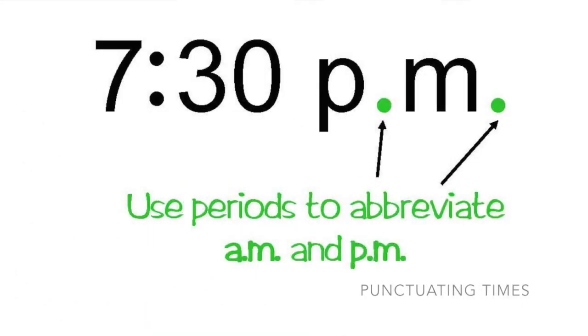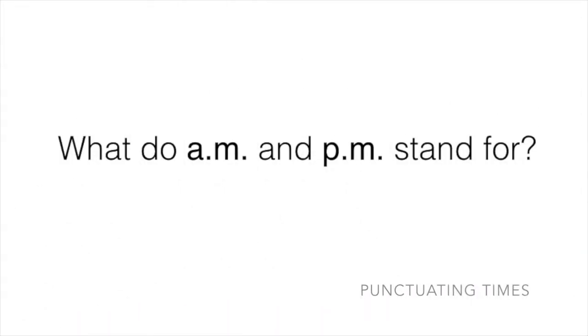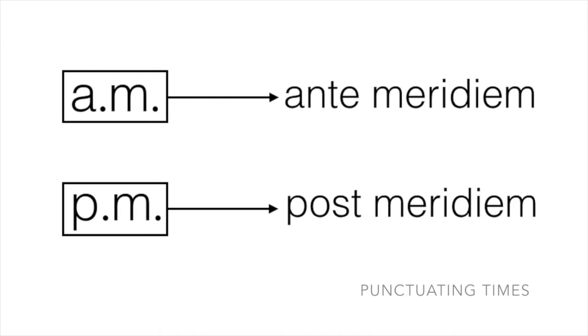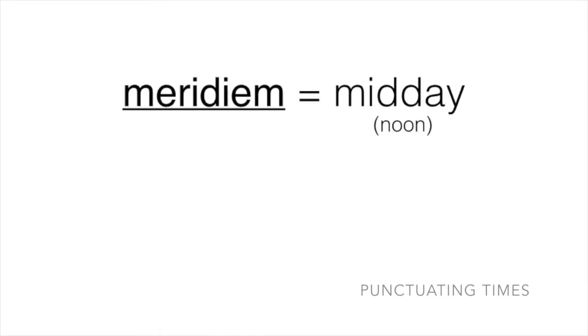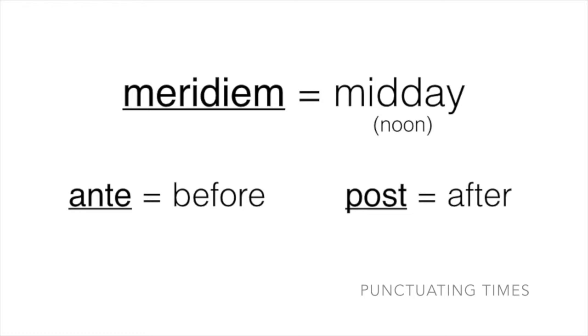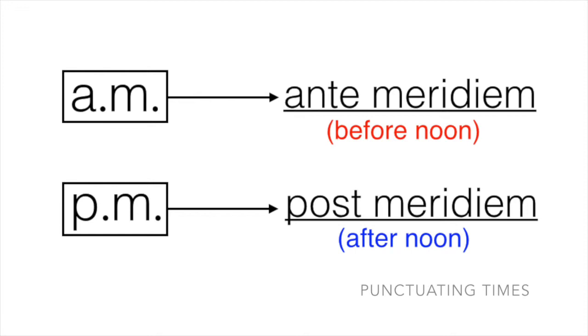Next, we have period, which we all know looks like a dot and is used for ending sentences and abbreviating. Periods are important when writing times of day as well. Periods help to abbreviate. Here's an example, 7:30 p.m. When writing times, we use periods to abbreviate AM and PM. AM and PM are abbreviations for the Latin words ante-meridiem and post-meridiem. The Latin word meridiem means midday or noon. Ante is Latin for before, and post is Latin for after. So AM translates to ante-meridiem, which means before noon, and PM translates to post-meridiem, which means afternoon.